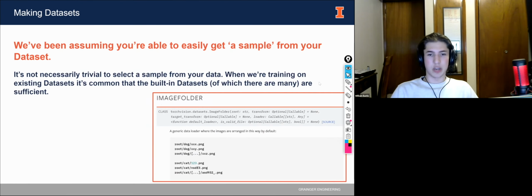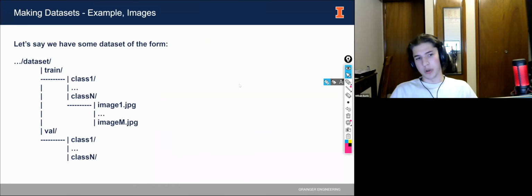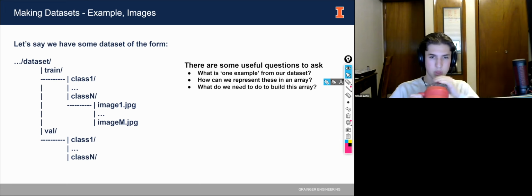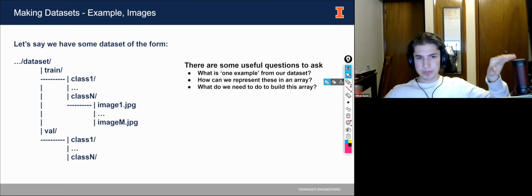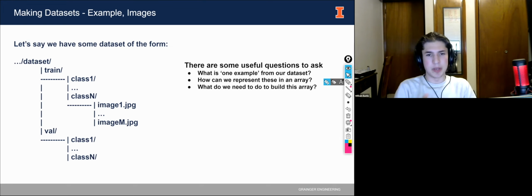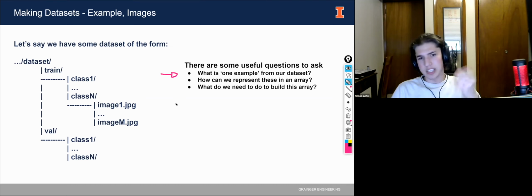This is the exact same form as this image folder. So technically, we could just use this here, but we want to create our own because we want to learn about this. Sometimes, when we just have our data sitting somewhere, it can be a little difficult to figure out how to create a good data loader for it. A good question I've learned to ask myself is, what is one example from our dataset?